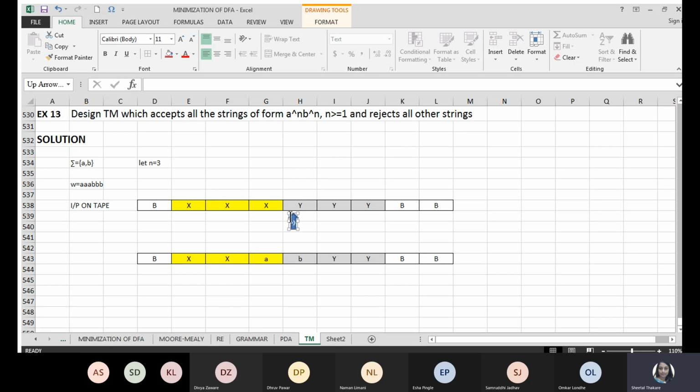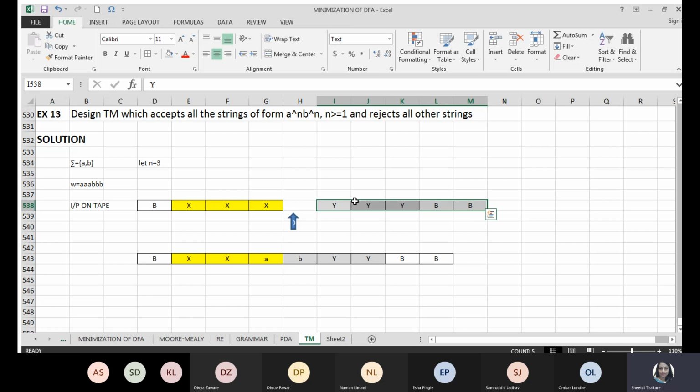If number of B's are more, what will be the scenario? Scenario will be like this. If number of B's are more, you will encounter B instead of A to the right of X. So it will be rejected. I hope this is understood.